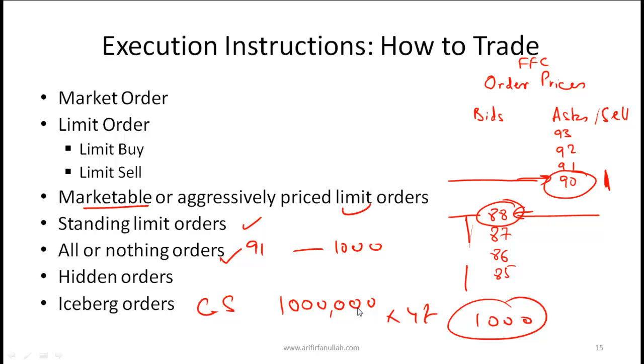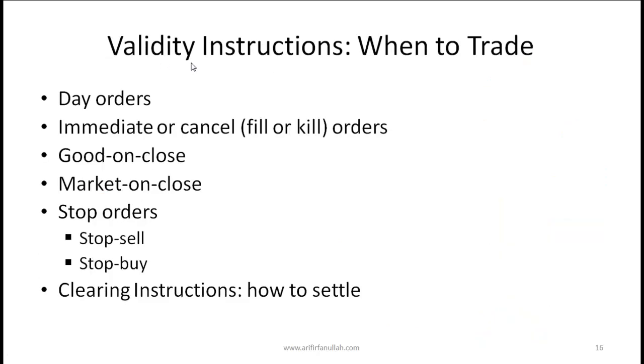Validity instructions refers to instructions about when to trade. So these are all examples of validity instructions. A day order is an order that can be executed throughout the day. So a day order is an order that is good for the day. If you place an order on, say, 3 October, then as long as the order fills or is executed on 3 October, well and good. Otherwise, the order doesn't carry over to the next day. And this is one of the most common types of orders.